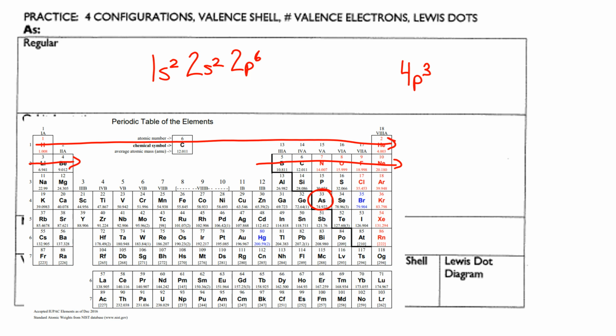Now, when I go through sodium and magnesium, what does that cover? 3s2. All right, aluminum to argon, what does that cover? 3p6. All right, now, potassium and calcium, 4s2.